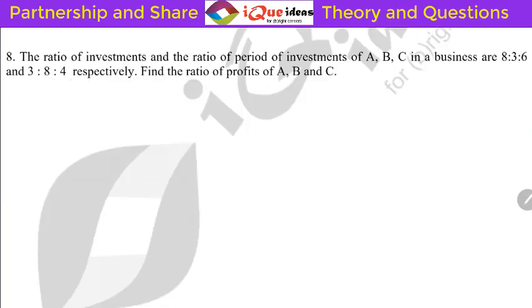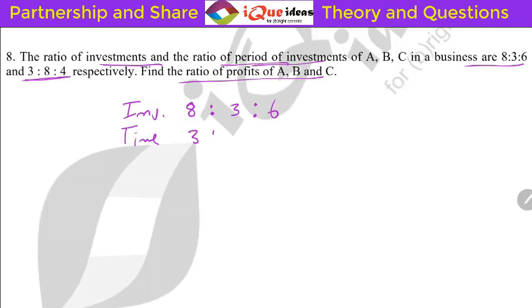This 8th question says the ratio of investments and the ratio of period of investment is given as 8:3:6 and 3:8:4. Find the ratio of profit. I think we can do it directly. We must do it directly. Investment ratio is already given: ratio of investment is 8:3:6, and the ratio of period, that is time, is given as 3:8:4. The first ratio is for investment, the second ratio is for time.